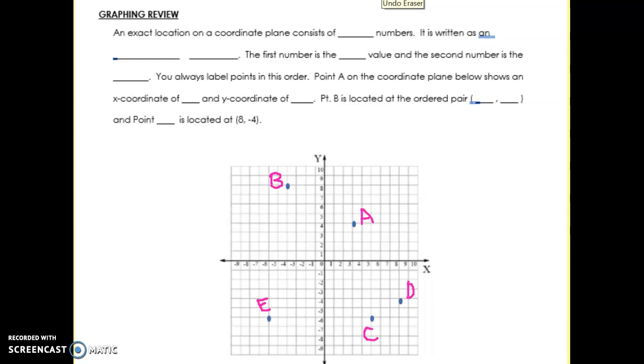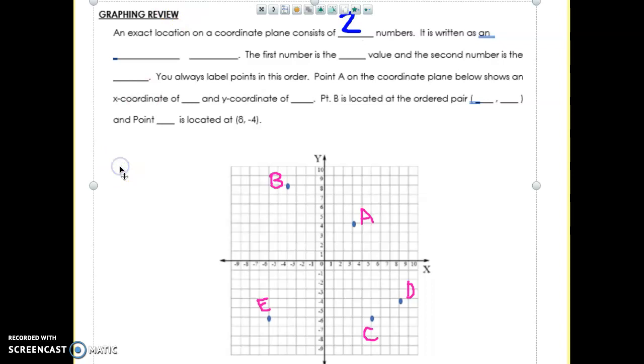All right, so the graphing review. So an exact location on a coordinate plane, any of these letters represent one of those exact locations. They are consisting of two numbers. So again, point A, unlike a one-dimensional line, two-dimensional figures on a coordinate plane are located by two numbers. It's written as an ordered pair.